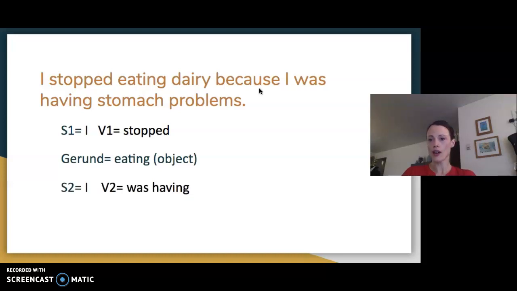So hopefully this has helped you keep straight in your mind when you see that ing. Is it a verb or is it a gerund? So you're going to have some practice with that to help prepare you for that part of your test. All right, good luck.